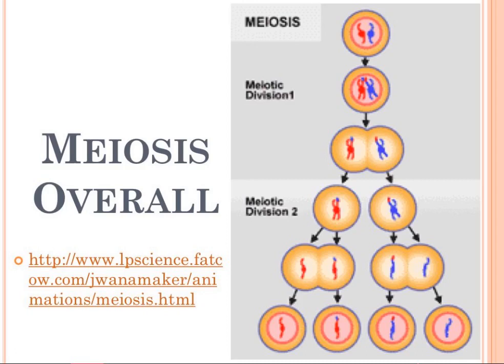So here's your meiosis picture overall. Meiosis 1, you notice there's a little bit of crossing over here where they're swapping colors. Then they divide till finally you have half the number here at the bottom than you did at the top.